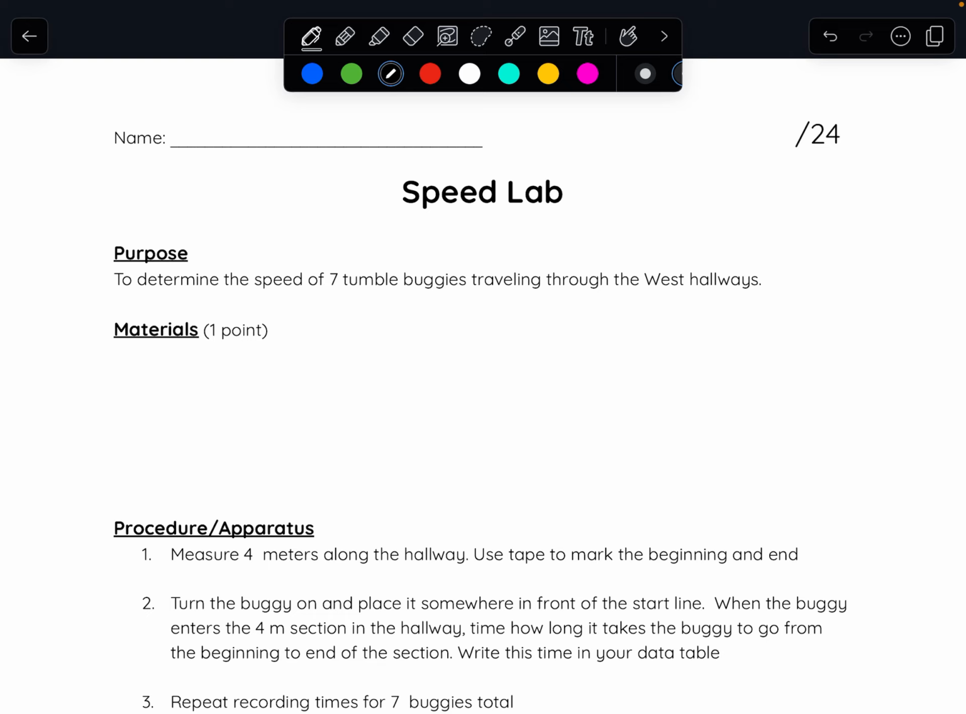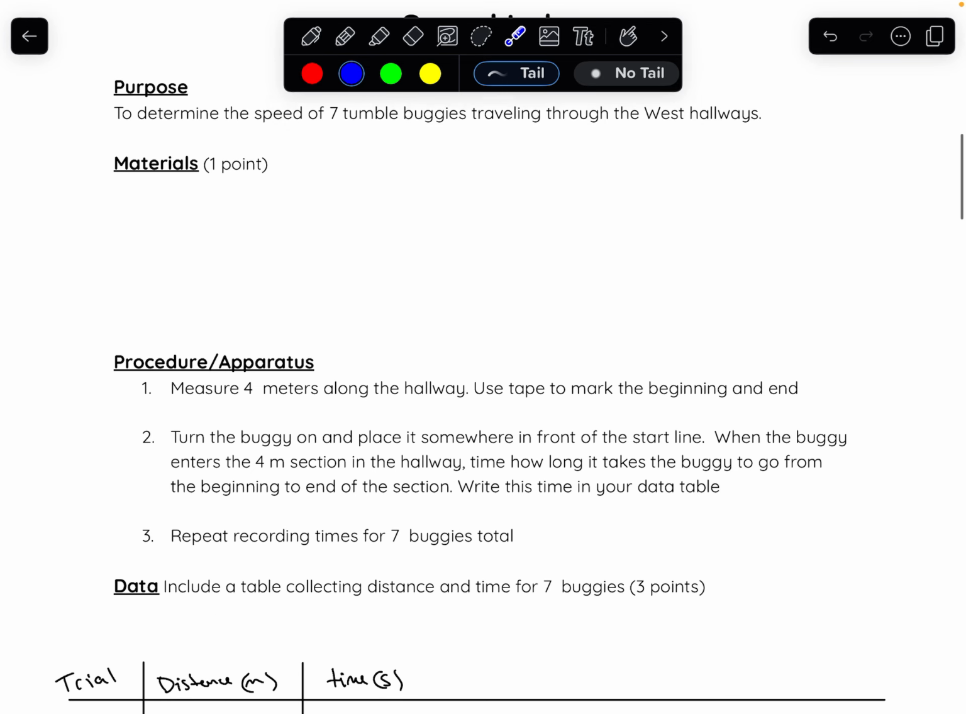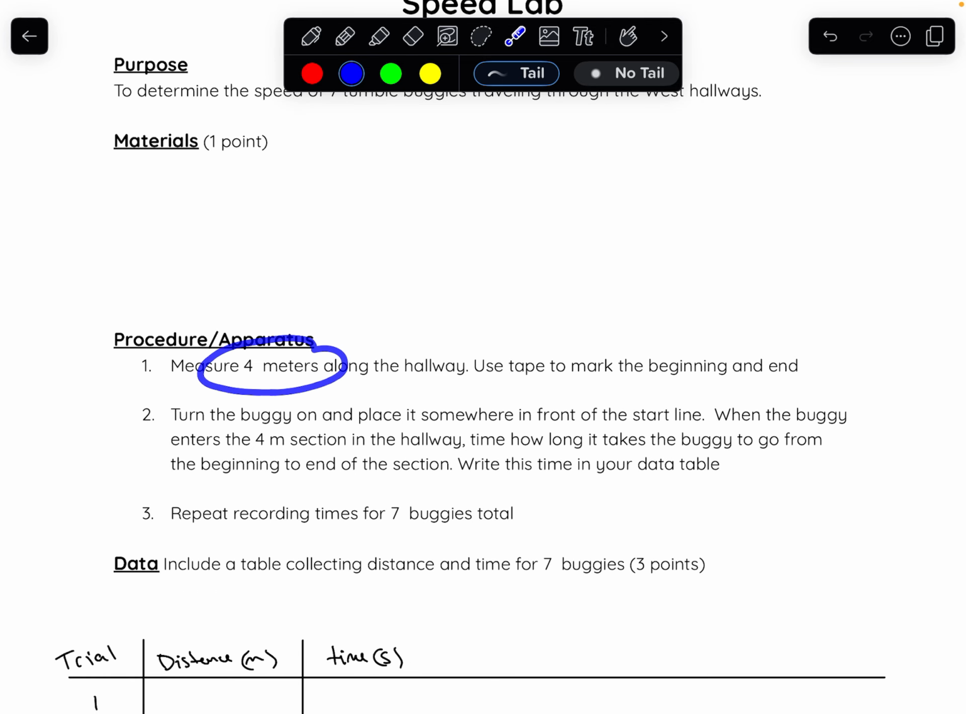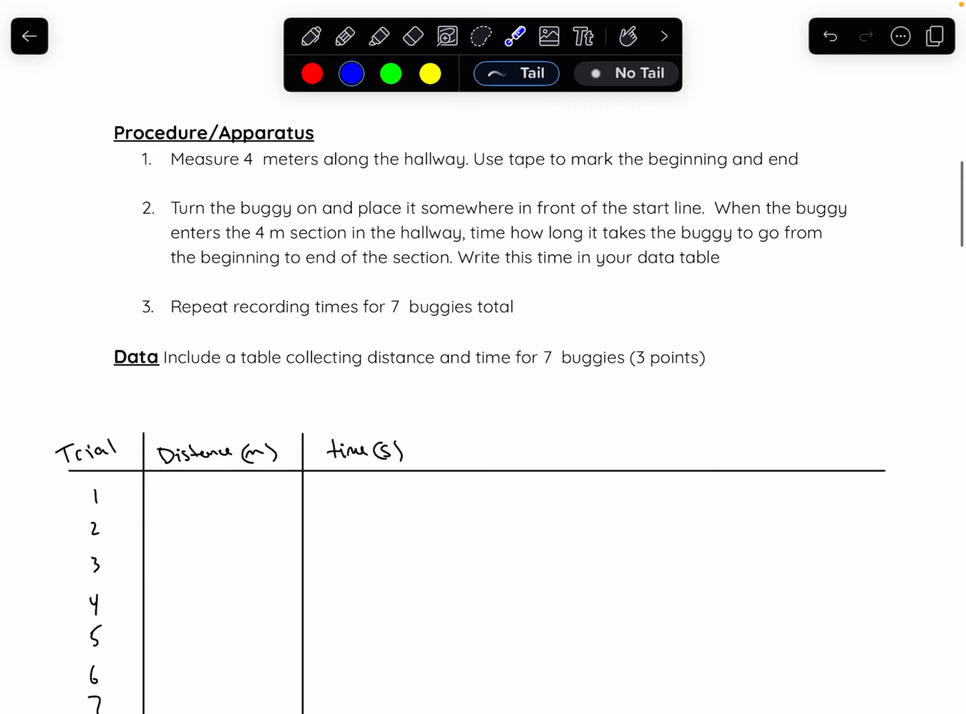This is going to be out of 24 points. All of the points are marked on each question, so double check that you've answered everything. What materials did you bring out in the hallway to measure with today? What did you have to take out there with you to successfully complete the lab? You measured out 4 meters in length, marked the start and the end, let your buggy run, and recorded how much time it took your buggy to cover 4 meters.